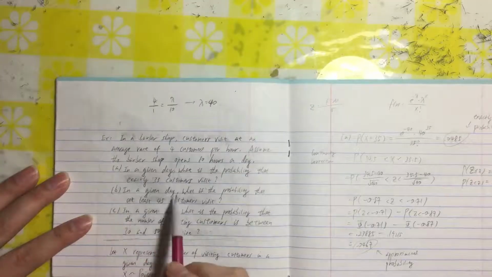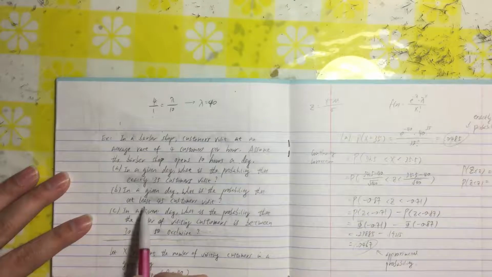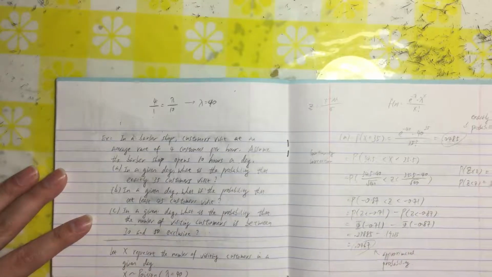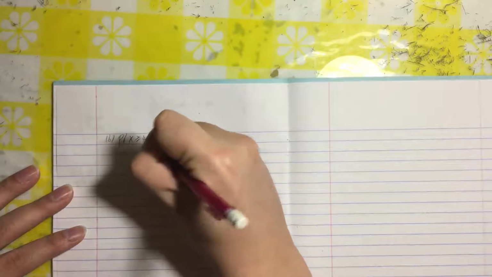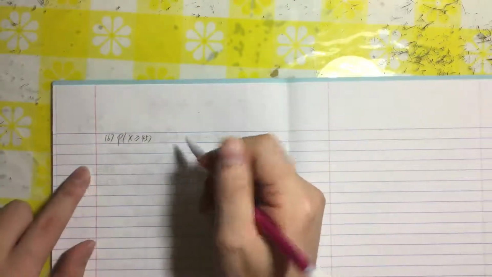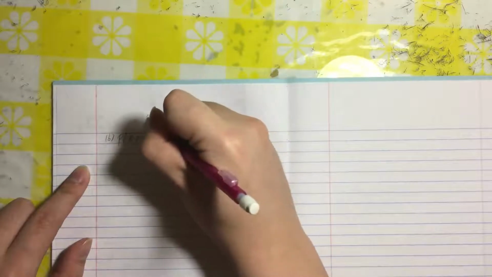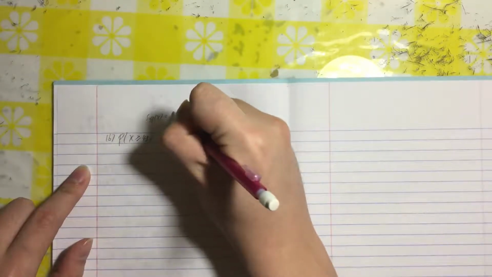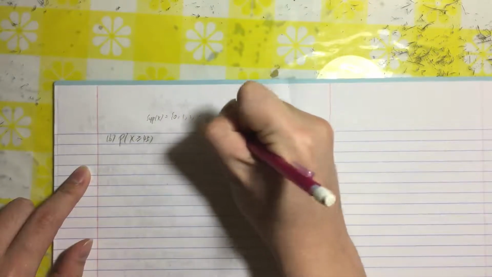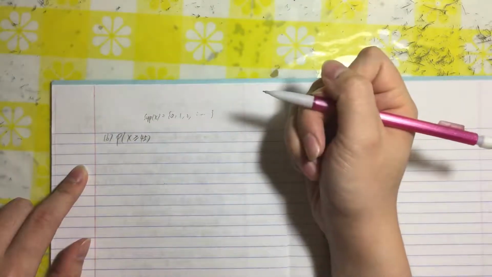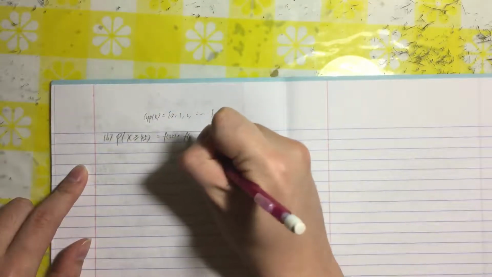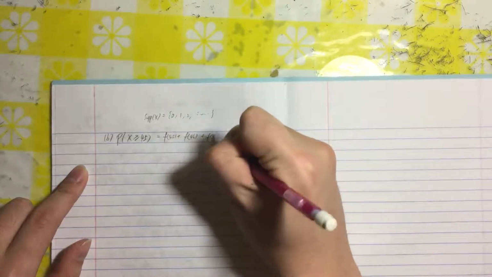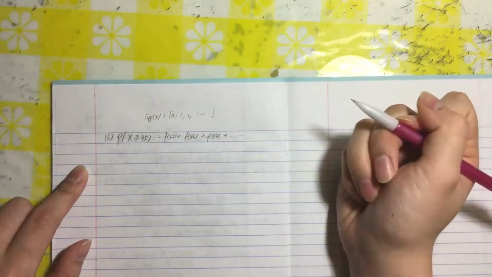Part B, in a given day, what's the probability that at least 45 customers visit? At least 45 means 45 or more. So in part B, we're looking for the probability that X is greater than or equal to 45. Here, X has a Poisson distribution. Its support is integers from 0, 1, 2 to infinity. If we try to solve it directly, we need to find f of 45 plus f of 46 plus f of 47 until infinity. It may be too much work.